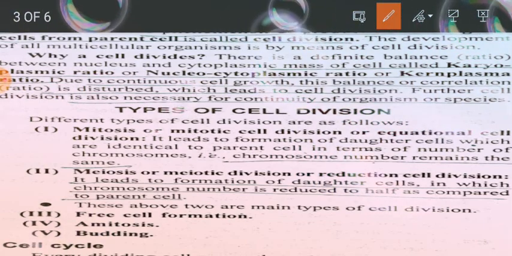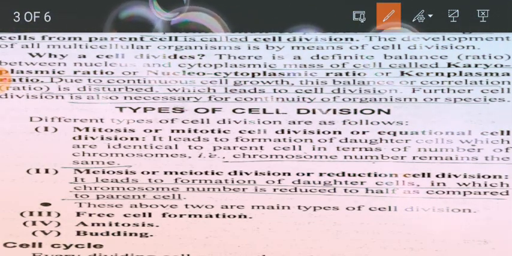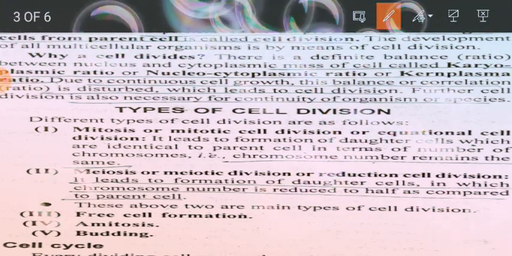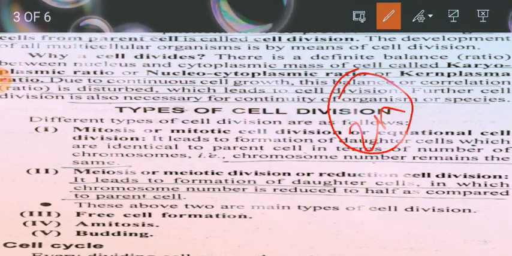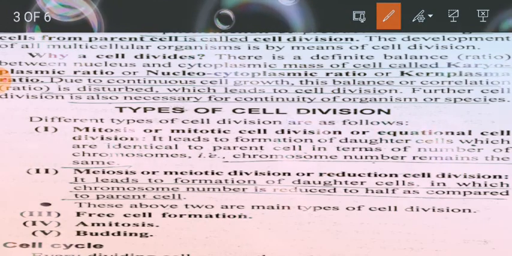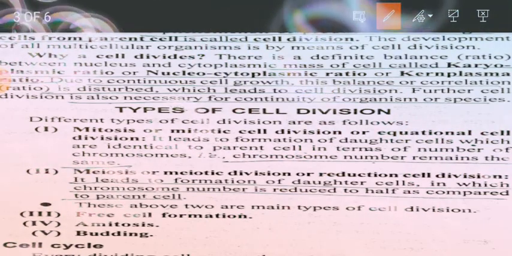Then comes meiosis, or the meiotic division, or the reductional cell division. Reductional cell division means the chromosome number is reduced to half. Suppose this is the parental cell, and it consists of 2n number of chromosomes. Then its daughter cells have n number of chromosomes, the haploid number, reduced to half. This is known as meiosis or the reductional division.